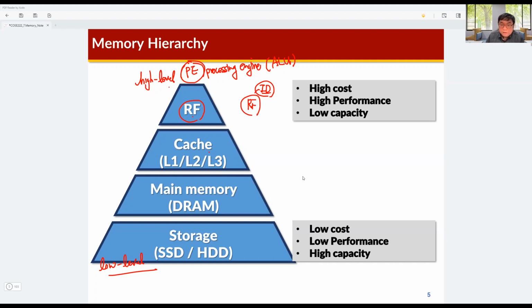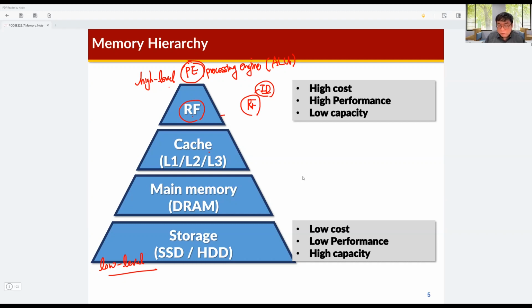But because the register file is very fast, we can read data from the register file within one clock period. But the size is very small. In RISC-V, the number of architectural registers is just 32. Okay, so very small.